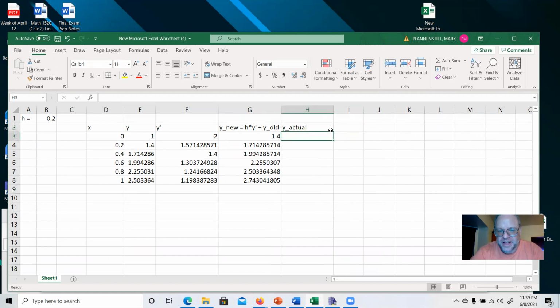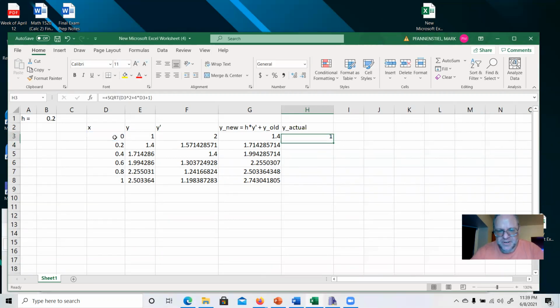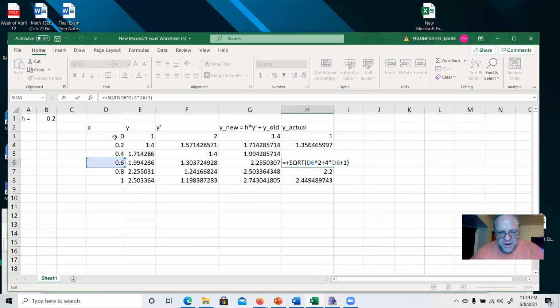Okay. And that's going to be plus a square root of my x squared, right? Plus 4 times, again, that x. So we're just going to copy that. Okay. Plus 1, right? And that is our actual values here. Okay. And again, we'll go ahead and double check. Square root of x squared plus 4 times x plus 1, we're good.